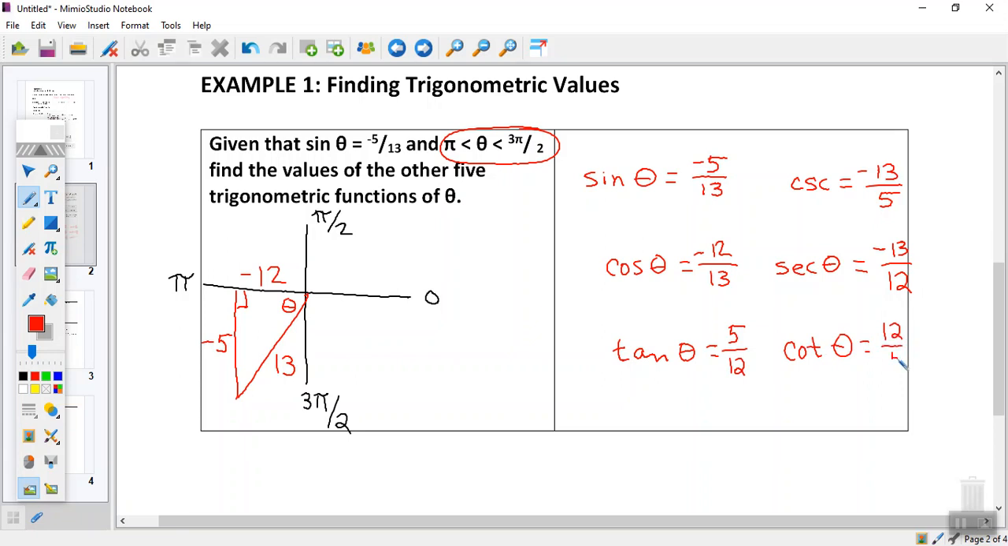The thing that's kind of new for you is this now. They're telling you the sine's going to be negative 5 over 13. We don't know where that would have been. So when I tell you this right here, what is this identifying right here that we circled? That's going to identify which quadrant you had to fall in.